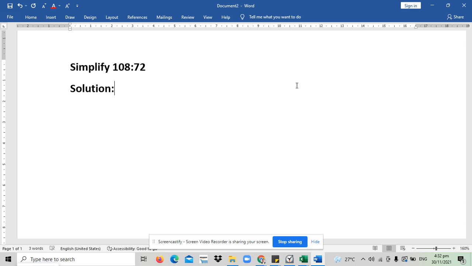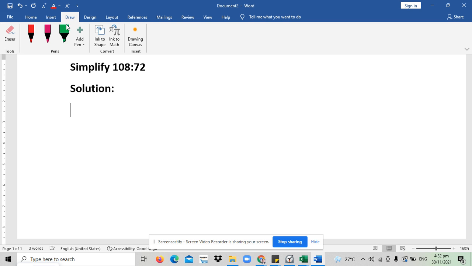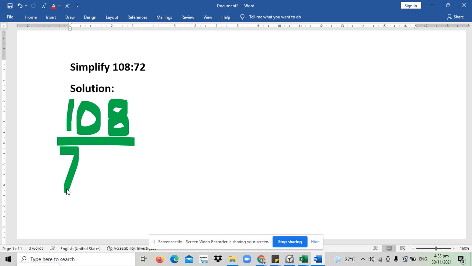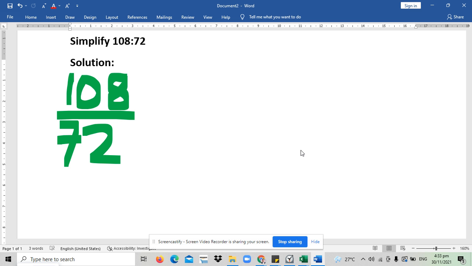What if we will simplify the ratio 108 is to 72? So let's answer this one. The first step again is to write 108 is to 72 in its fraction form, which is 108 over 72.